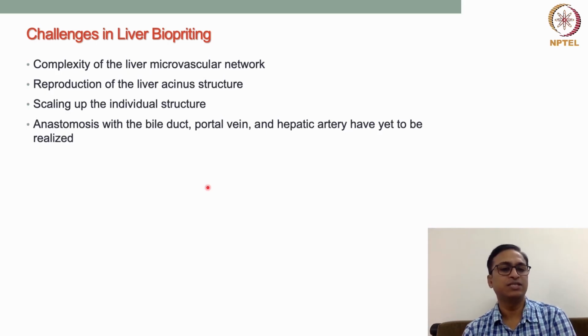So these are the challenges that researchers have been working on for further development in liver tissue bioprinting.